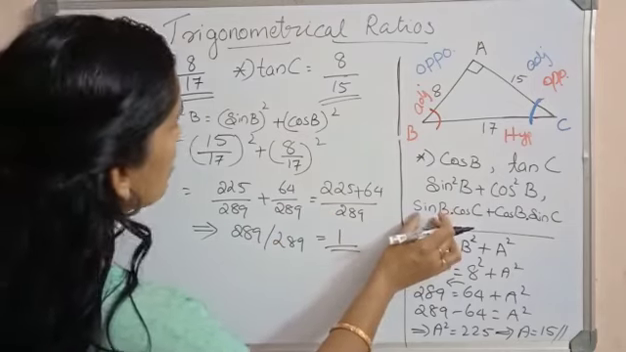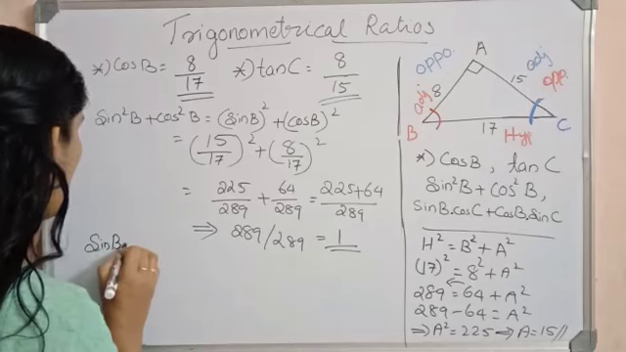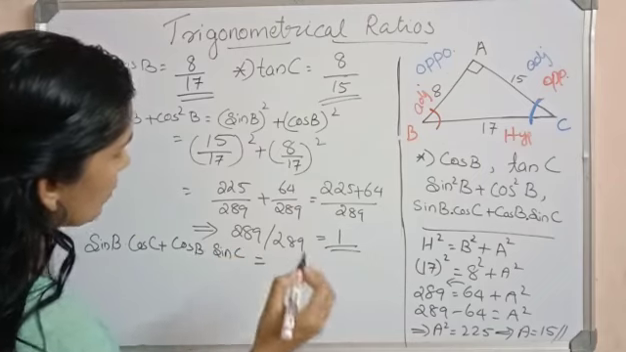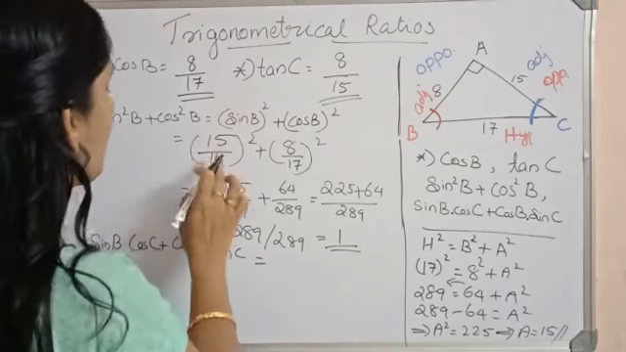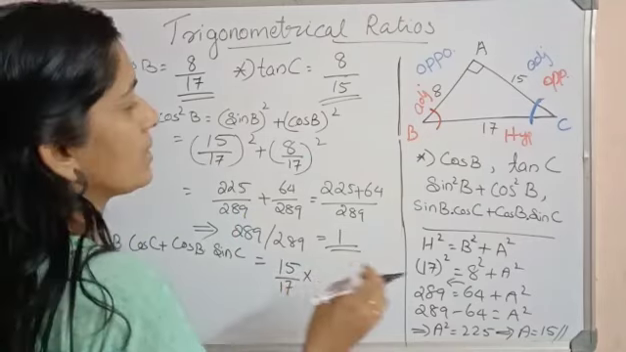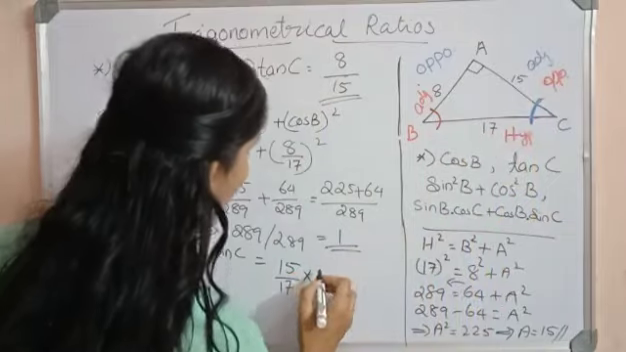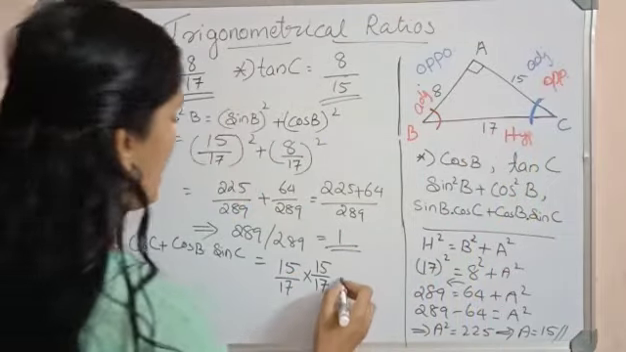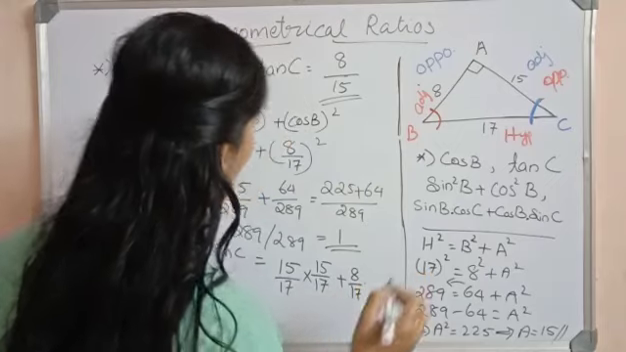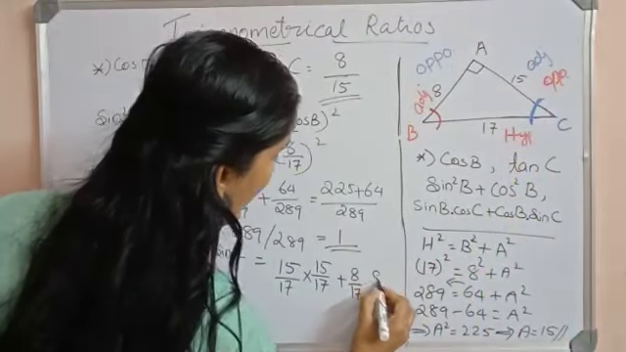The next one is sin B into cos C plus cos B into sin C. Sin B we have already got as 15 by 17, into cos C. Cos C, where the angle of reference is C, is adjacent side by hypotenuse, 15 by 17, plus cos B, which is 8 by 17, into sin C. Sin C is opposite side by hypotenuse, 8 by 17.